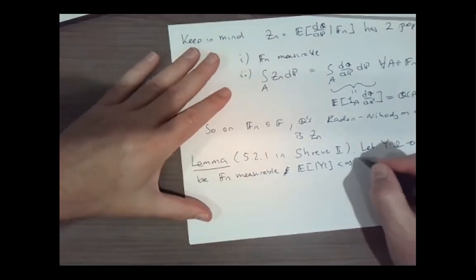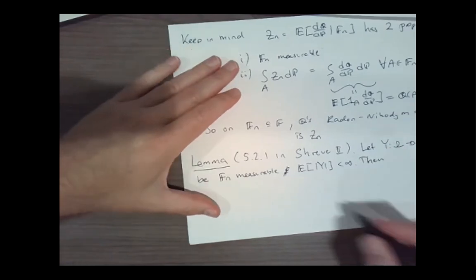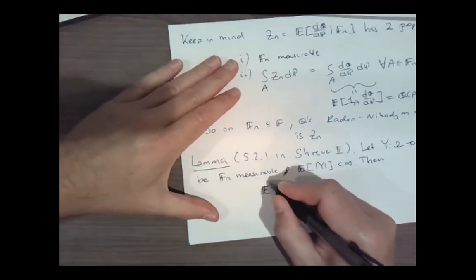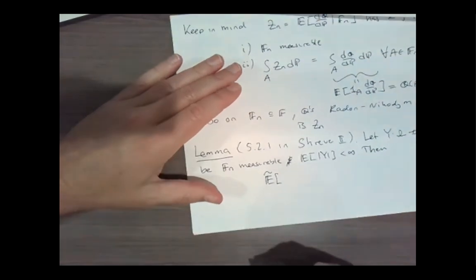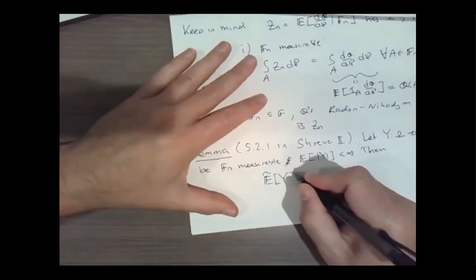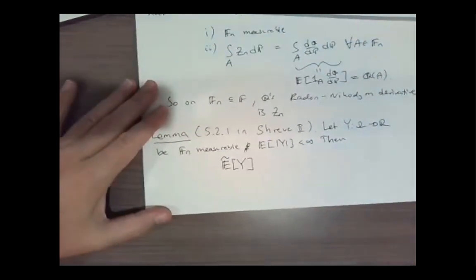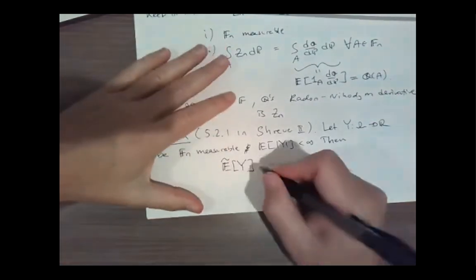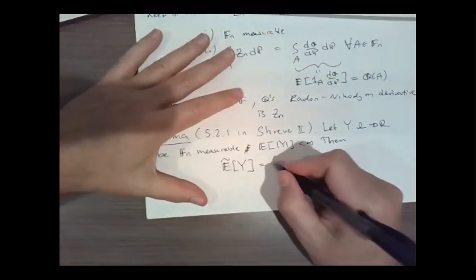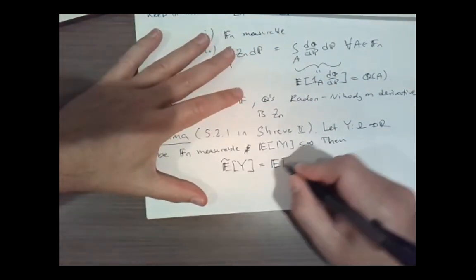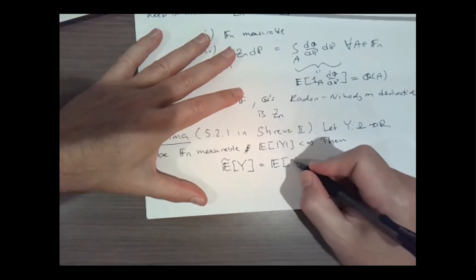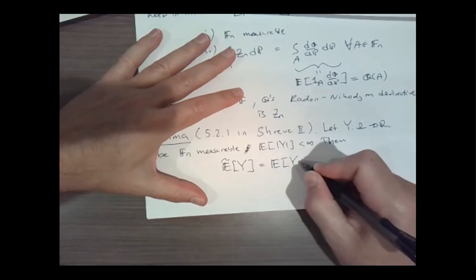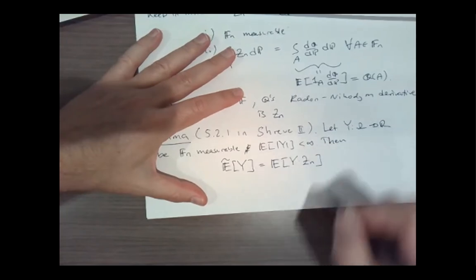Then if I am to compute the expectation under this measure of the random variable Y, so I'm computing now under the tilde probabilities, I can calculate this expectation simply by calculating the expectation under P of Y times Zn.